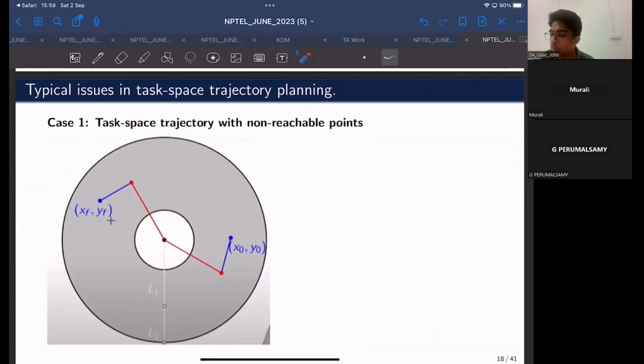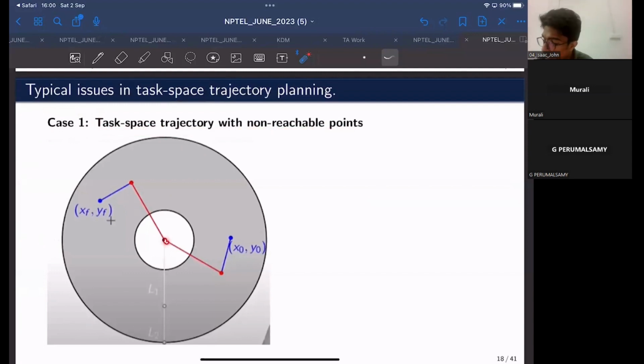But what could be typical issues in task-based trajectory planning? It could be easier and it could be more intuitive, but there could be certain pitfalls in planning trajectories in task-based. So there are three such cases. We look at them one by one. So the first case is the task-based trajectory planning with non-reachable points.